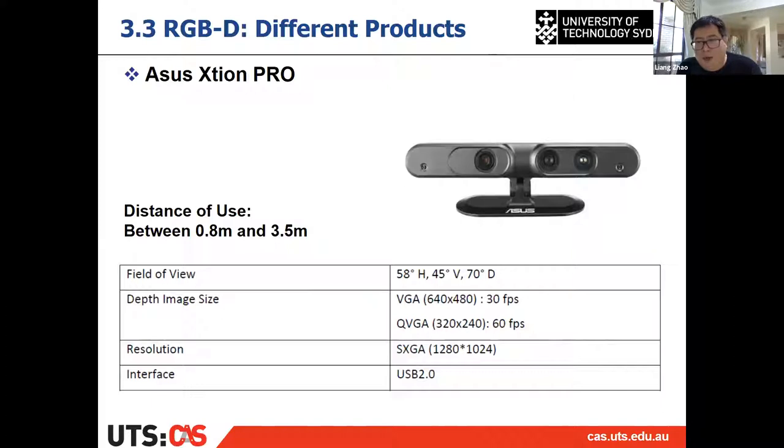And if you want to have a higher frame rate case, then you will have 320 by 240 at 60 frames per second. All right, so this is the Action Pro, ASUS Action Pro, and also the distance is not that far. It can only be 0.8 meters to 3.5 meters.